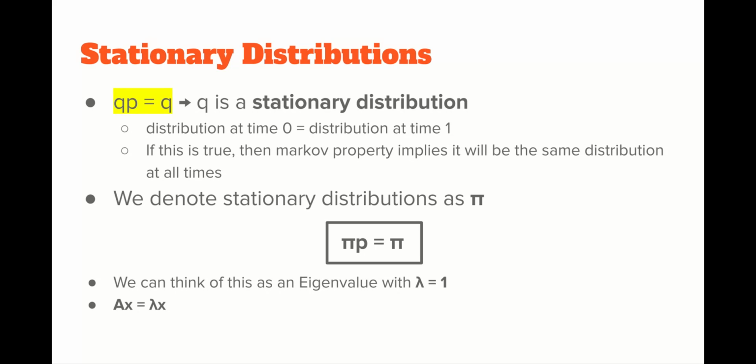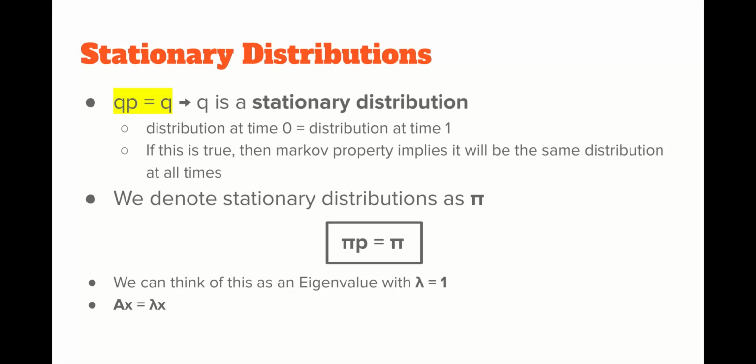So Q is a stationary distribution if Q times our matrix P is equal to Q. That is, the distribution at time 0 is the same at time 1. And if this is true, we can apply our Markov property, which is a memoryless property, and it says that this will be the same distribution at all times. Since time 1 is the same as time 0, time 2 will be the same as time 1, which is the same as time 0, so it'll be the same at all times because the system essentially resets.